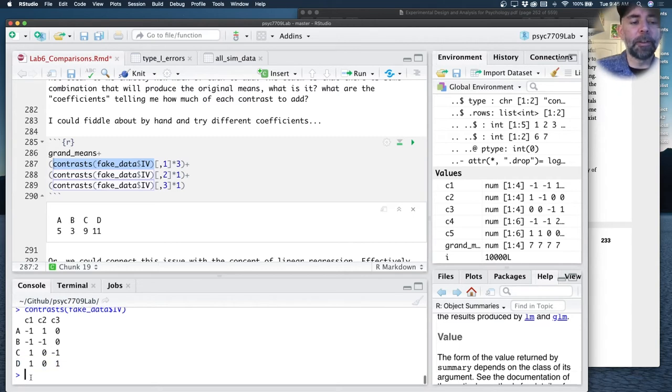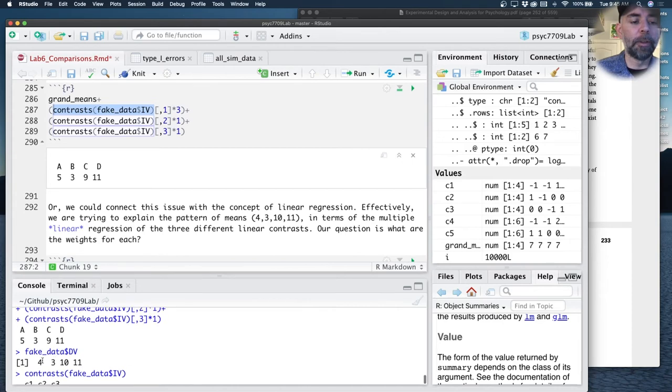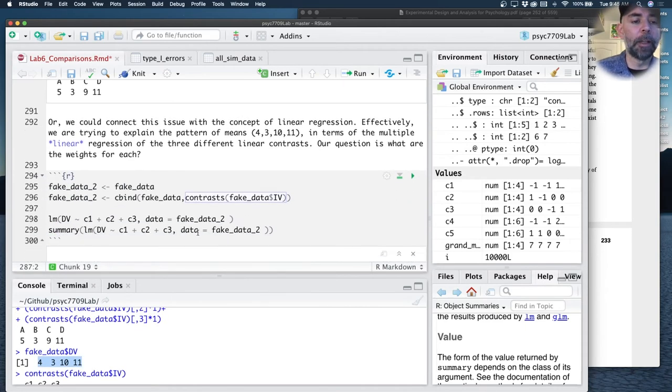Now, because these three predictor variables are orthogonal linear contrasts, the answer is yes, 100%. We can exactly describe the pattern in these means, and the coefficients we'll get out of the linear regression will tell us exactly how much of each of these is necessary to produce this particular set of values. So let's go ahead and run the linear regression.